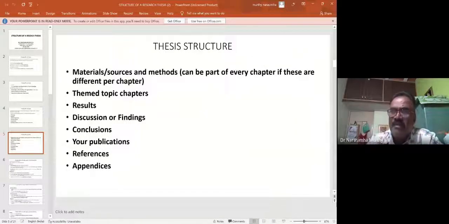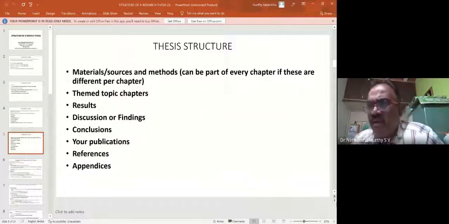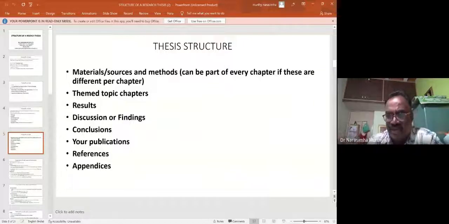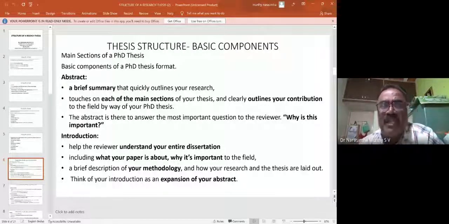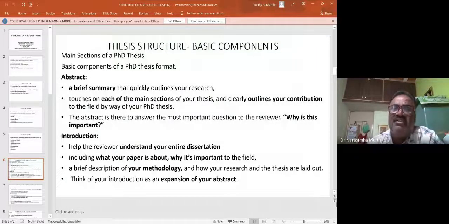I'm not saying this must be followed. Sometimes every institution, every guide or supervisor, has different plans of their own, depending on the nature of the study and the nature of the topic. So minor changes will be there, but all in all, these things are most common. Again, I'll run through this because these are the main sections of a PhD thesis. And let us look at the basic components of a PhD thesis format.